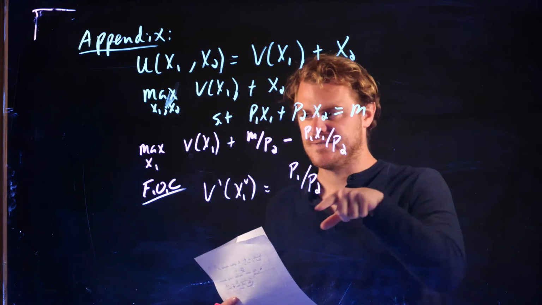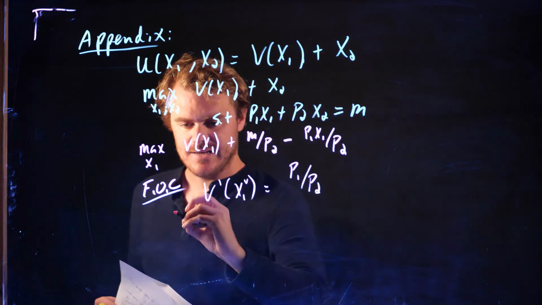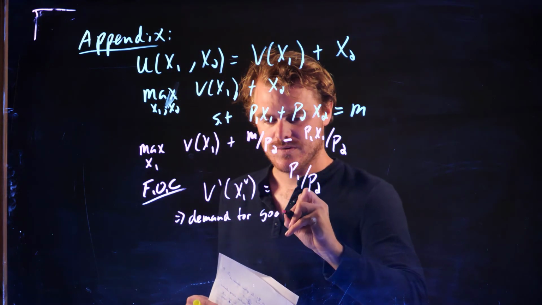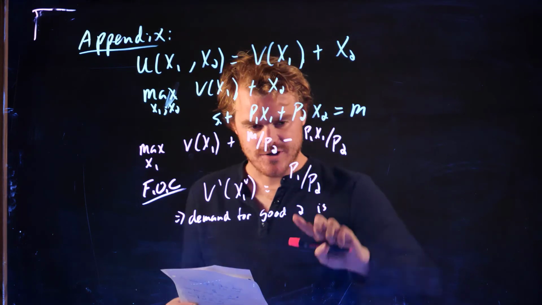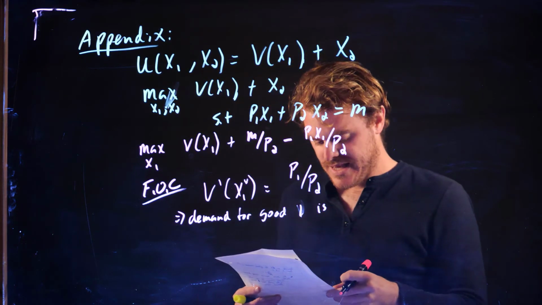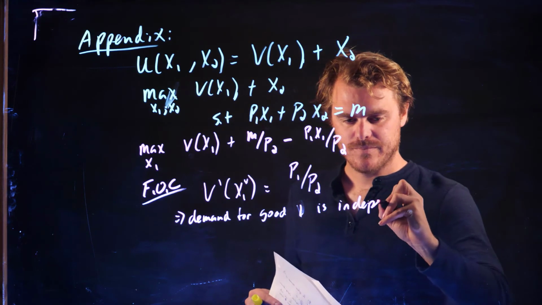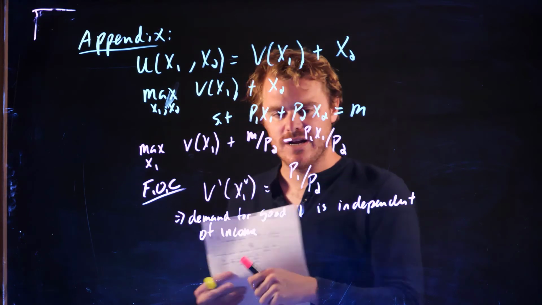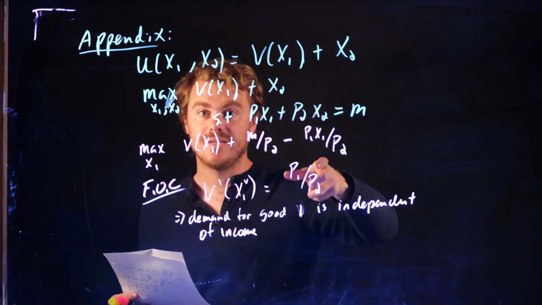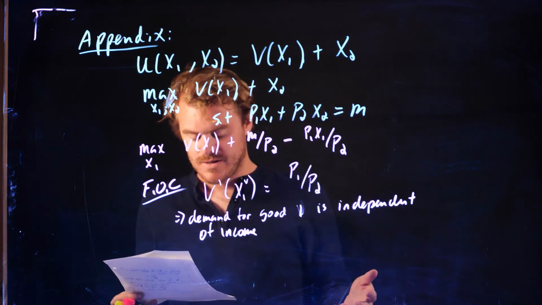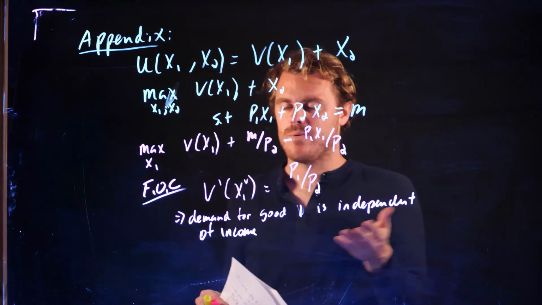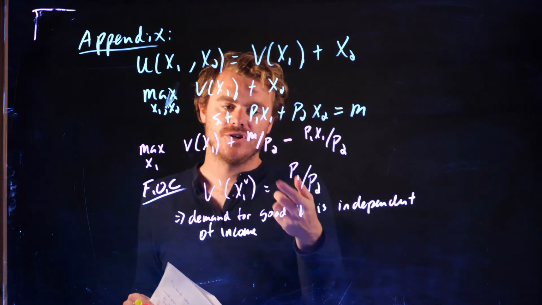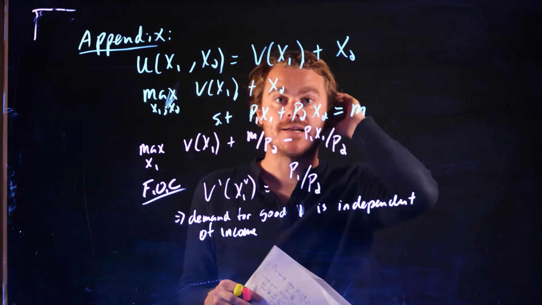We're holding those constant. And so notice that the demand for good 1 is independent of income. The demand for good 1 here just depends on this price ratio. It doesn't depend on income. And so this is why we're getting that kind of weird Engel curve there. Because how much we want of this good depends only on the price ratio. It doesn't depend on income.